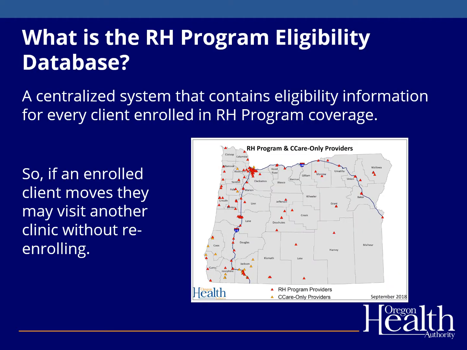So what is the RH Program Eligibility Database? It is a centralized web-based system that holds the eligibility information for every client enrolled in the RH program coverage. This allows clients to enroll in coverage once and then be able to get services at any RH program clinic throughout the state. For example, if a client enrolls in Burns and then moves to Lebanon in that same year, they do not need to complete a whole new enrollment form to get their services covered in Linn County.